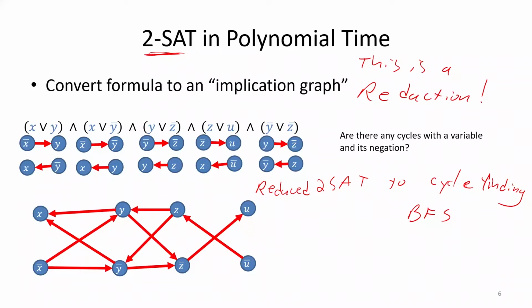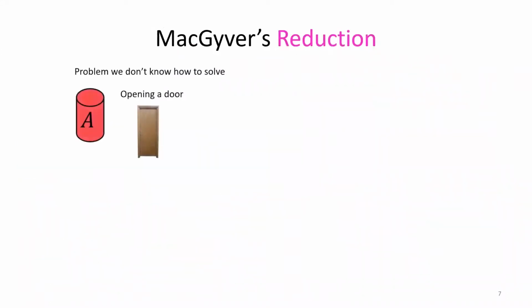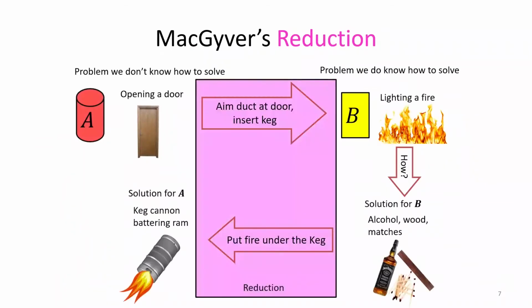We knew that this conversion of 2-SAT to cycle finding was going to be relatively efficient. Because that conversion from a formula to a graph was efficient, if I had an efficient solution to that graph problem, once I put all of these things together, I had an efficient solution to 2-SAT. So this is just a different kind of reduction from what we've seen before. Just like MacGyver had this challenge of opening a door, which he solved by instead solving the entirely different problem of lighting a fire, we're kind of doing the same thing with 2-SAT.